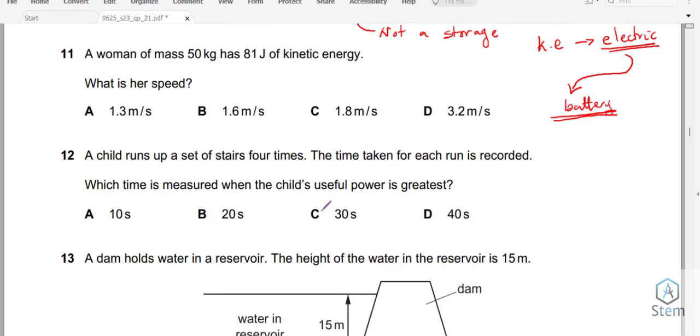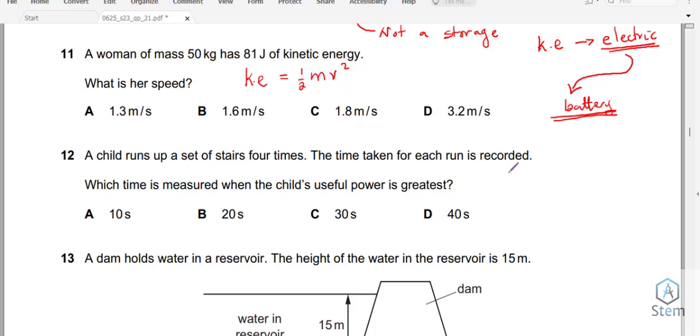A woman of mass 50 kg has 81 joules of kinetic energy. What is her speed? We are going to say kinetic energy is equal to 1/2 mv squared. So if we substitute the data that we have, we can find v of the woman.